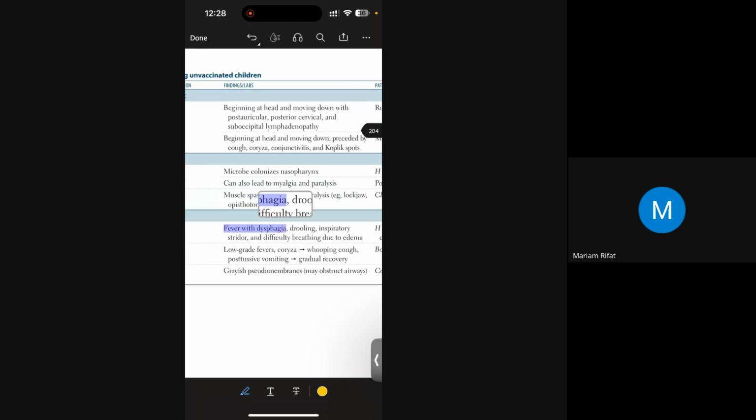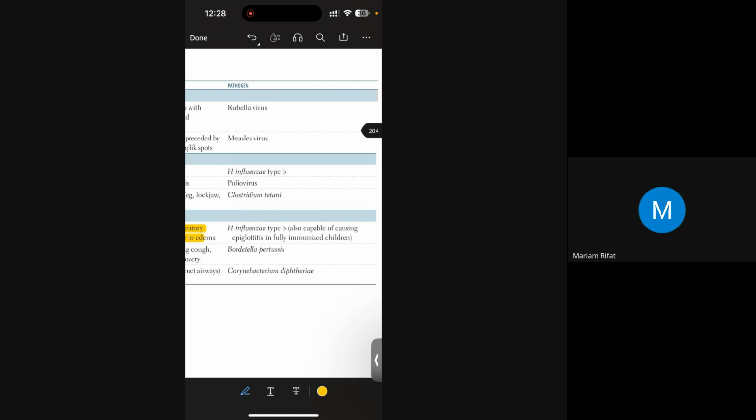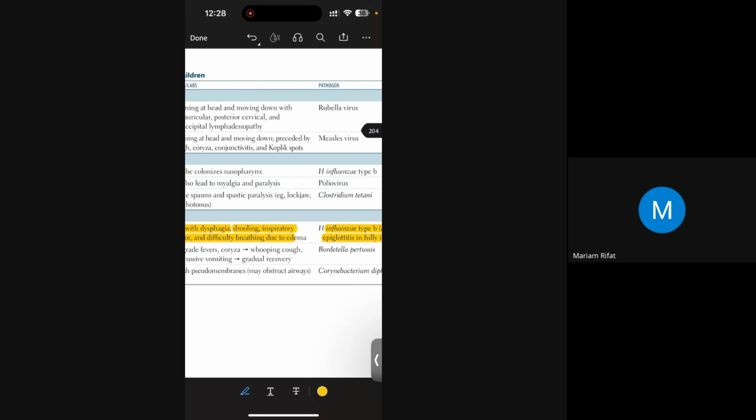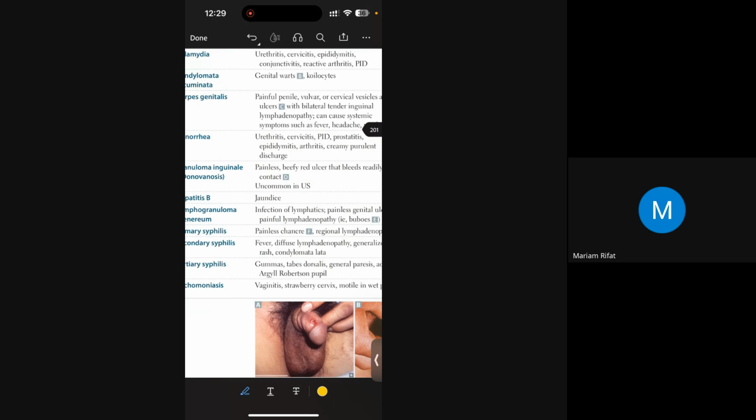Fever with dysphagia. Our patient has dysphagia, right? Inability to swallow. The patient has drooling, right? The patient has inspiratory stridor, right? There is difficulty in breathing due to edema, right? All of these things are present. Haemophilus influenzae type B is also capable of causing epiglottitis in fully immunized children as well. Epiglottitis is most commonly caused by Haemophilus influenzae type B, and the position that the patient takes is the tripod position. It is also written here.